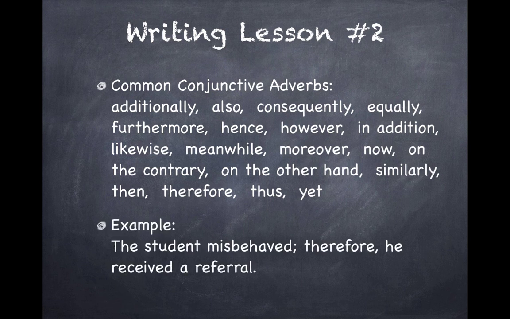So an example of two sentences that have been joined together with a semicolon, conjunctive adverb, and a comma would be: the student misbehaved, semicolon, therefore, comma, he received a referral. So this therefore is basically a fancy way of doing a so, which would show a cause and effect relationship.